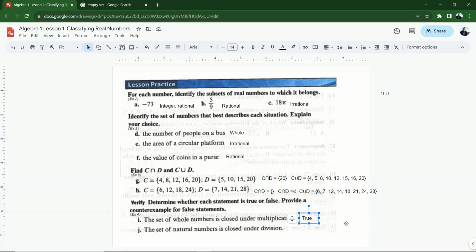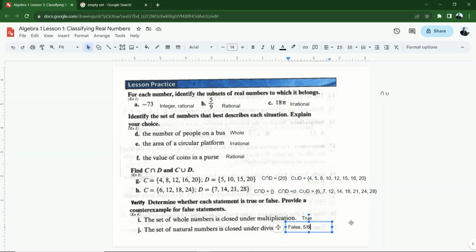That's true. What about under division? Well, let's think about this one. I'm going to say this is false right away because it's really easy to come up with a counterexample. For example, what about 5 divided by 6? 5 divided by 6 is not a natural number. This is natural numbers, okay? So I have to use the counting numbers. 5 divided by 6 is not a natural number. It's not even an integer. It's a rational number. It wouldn't be considered an integer or a whole number. So it's easy to prove that the set of natural numbers is not closed under division.